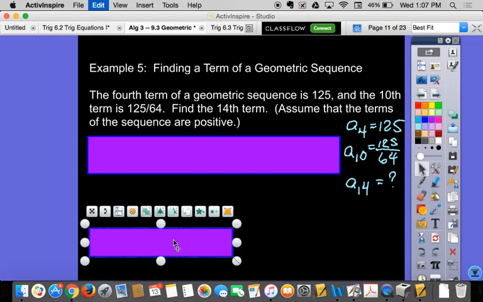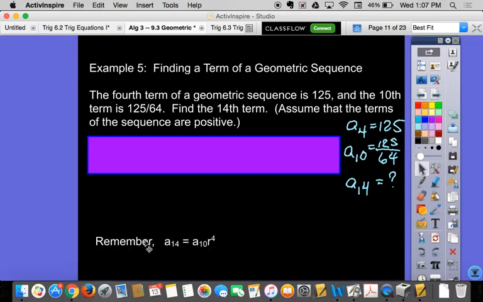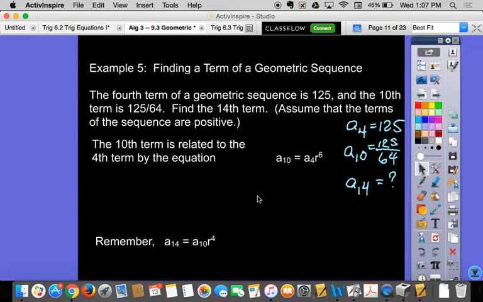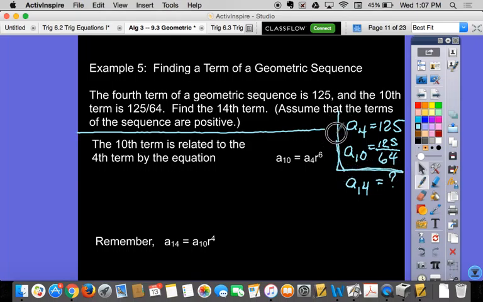So you're assuming that the terms of the sequence are all positive now, so we're not alternating. For right now, let me just get rid of all of this. That right there is something nice to remember. These are just little hints that I had typed up earlier. So let me block these off. So you've got the 10th term is related to the 4th by this equation right here. So they gave you this. Remember, to get to the 10th term, you have a sub 4 times your ratio 6 times.